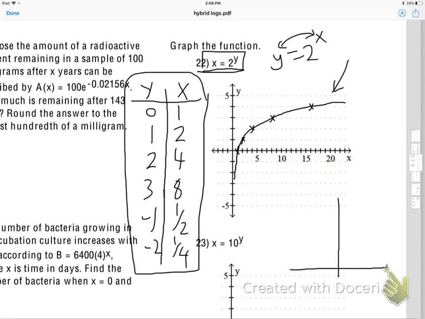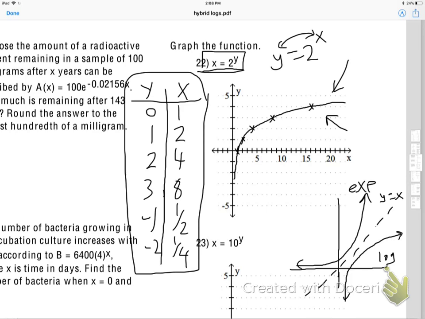Now, if you remember, the exponential graph looks like this. And in the inverse section, we talked about inverses as a reflection over the y equals x line. So this is the y equals x line. And if I try and do this, just art, not math, there you go. And of course, that is what the log graph looks like. Again, the log graph is the inverse of the exponential graph, if I flip it over the y equals x line.